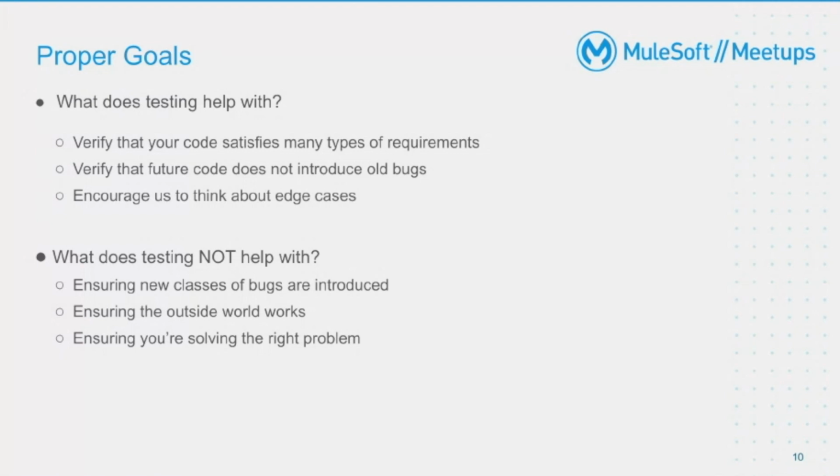What testing can't help with, though, is that you can't ensure that new classes of bugs aren't introduced. So for example, if I have a request to Google and I add a transformation after I write the test, well, that old test does not ensure that my transformation will work right. I have to update the test, I have to doctor the test and make sure that I handle that transformation and any bugs that can introduce separately. And that needs to be an update to your test. It doesn't ensure that the outside world will work.